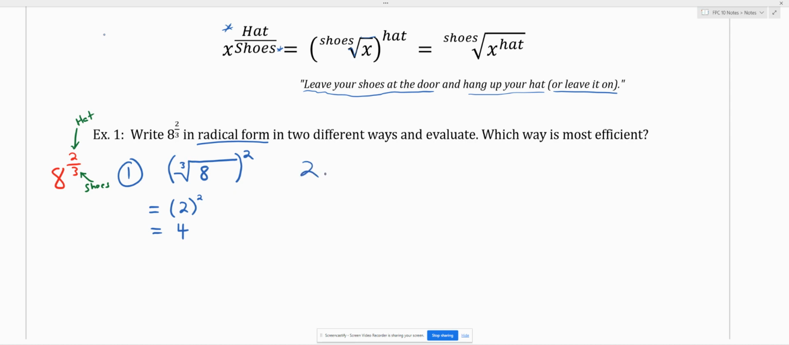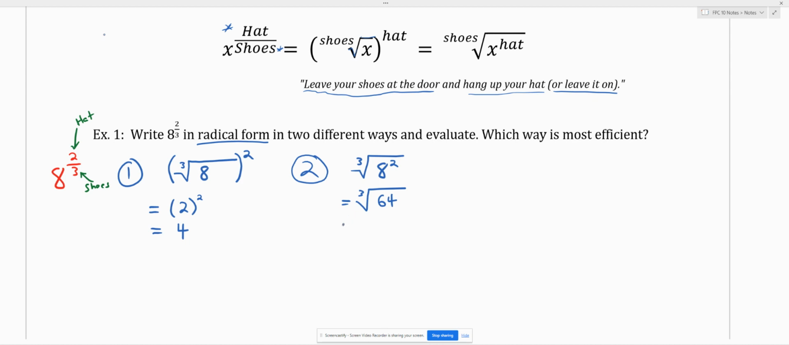The second method we saw up above is what if I leave the hat on? So I have my 8 here, but I leave my 2 inside the root this time. So now you can think of the root as being its own brackets that I must figure out, what is 8 to the 2 equal, before I take the cubed root. Well, we know that 8 squared is 64.